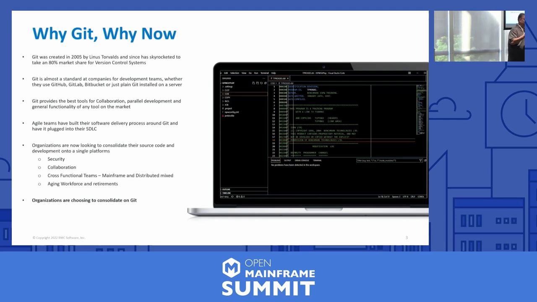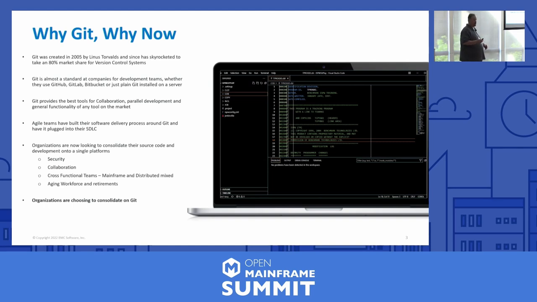They can secure it easier. Security doesn't want to have to manage breaches in two places. They want to manage breaches in one place. Consolidating into a single choice, that choice will be Git, and it's very easy to secure and manage that way.